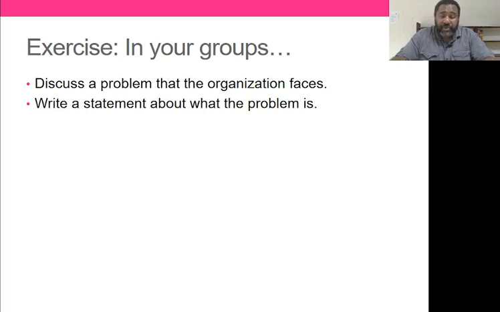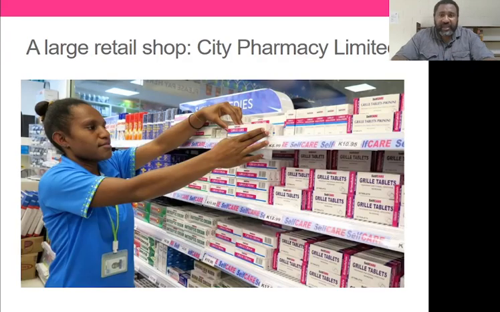Let's do an example of an organization and a problem it might face, so you can see an example of what you might write down. Let's look at an example of a corporate entity, City Pharmacy Limited, CPL. It's a large corporate organization that's been operating in Papua New Guinea for a number of years. So we'll look at an example based on City Pharmacy Limited.